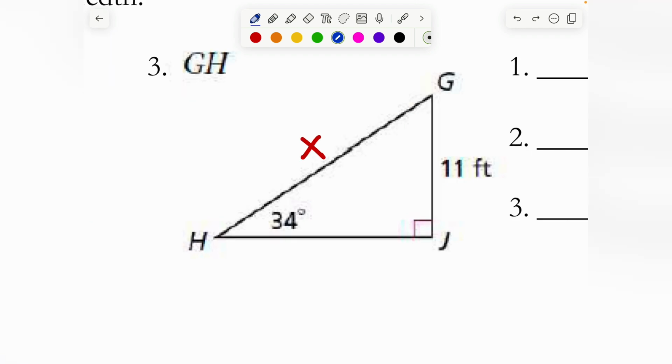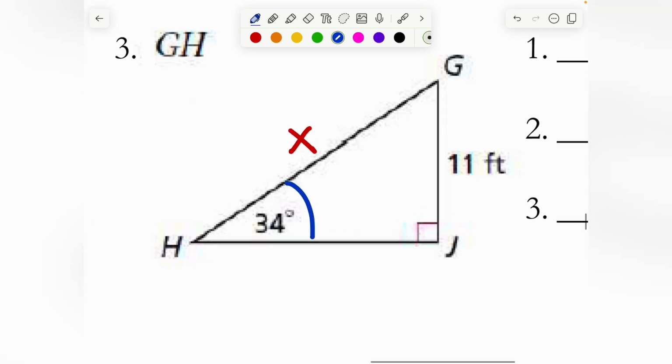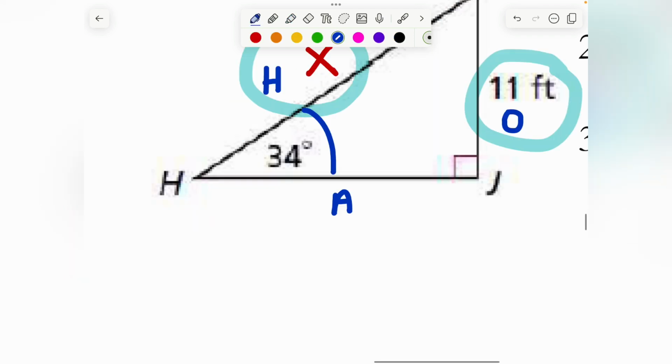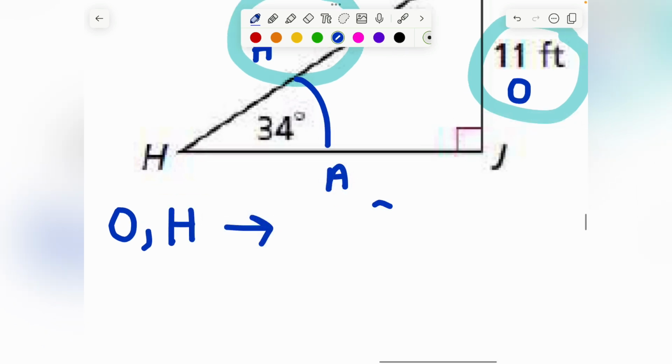They give me that this angle is 34. From that angle, this 11 is the opposite side. They want to find GH, which I labeled with an X. That's the hypotenuse. And the side HJ is the adjacent side. Now, what you need to do is figure out, should I be using sine, cosine, or tangent? That's all based on what you're looking for and what they give you. They give you the opposite side, and you're looking for the hypotenuse. So I usually write those down, O and H. Then I have to figure out, is that sine, cosine, or tangent? This one is sine.